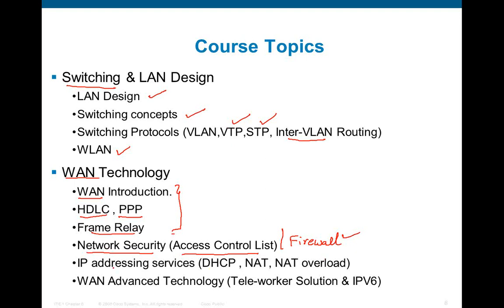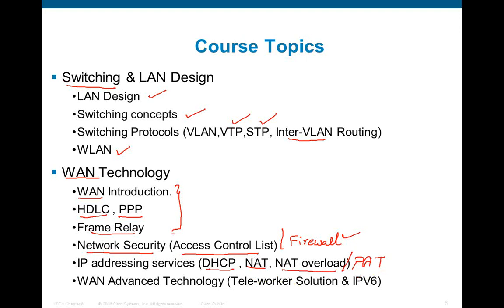We'll also learn some IP addressing services like DHCP, what Dynamic Host Configuration Protocol is, what it does and how to configure it, and so on. NATing. In NATing we have three different types of NAT: static NAT, dynamic NAT, and NAT overload. NAT overload is also called PAT, port address translation.